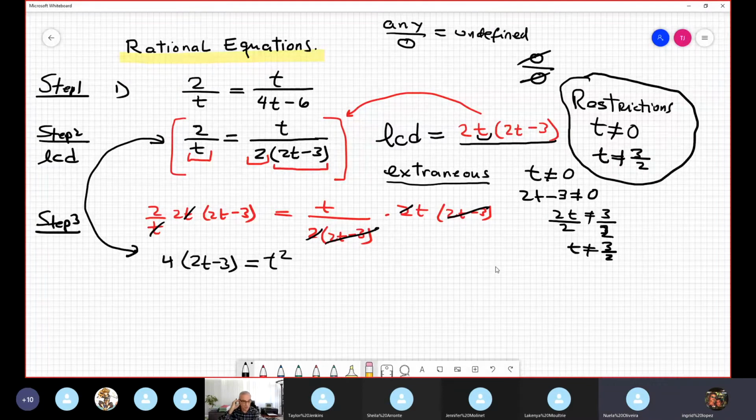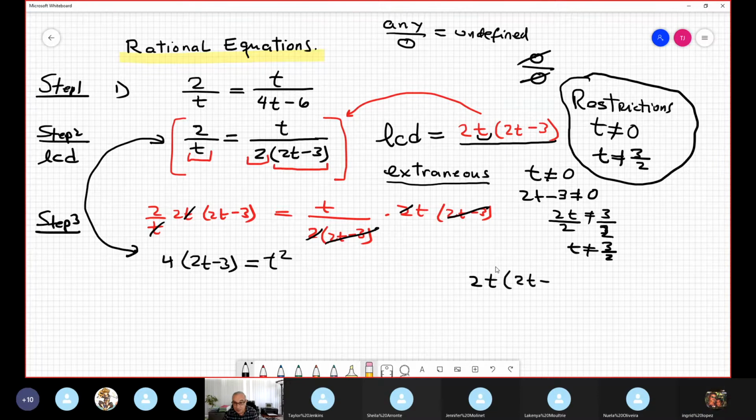It's confusing on the restriction part. I have a question. Don't worry, Professor, the restriction is super easy. But wait, the restriction is the 0. The restriction is the 0 of the least common denominator. You take the expression of the least common denominator.